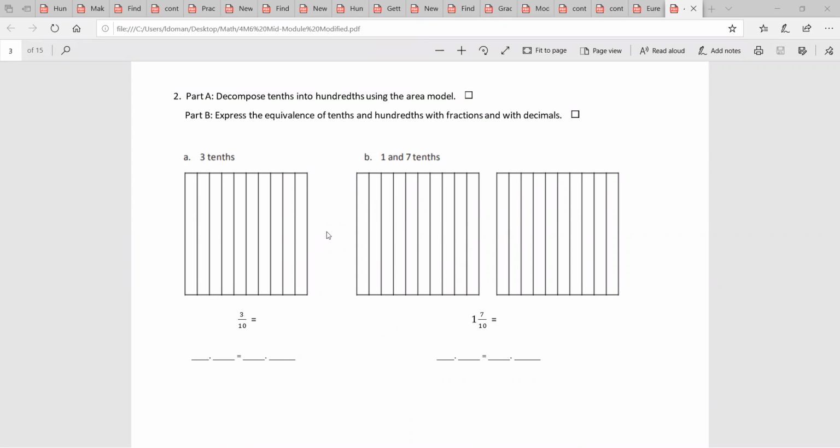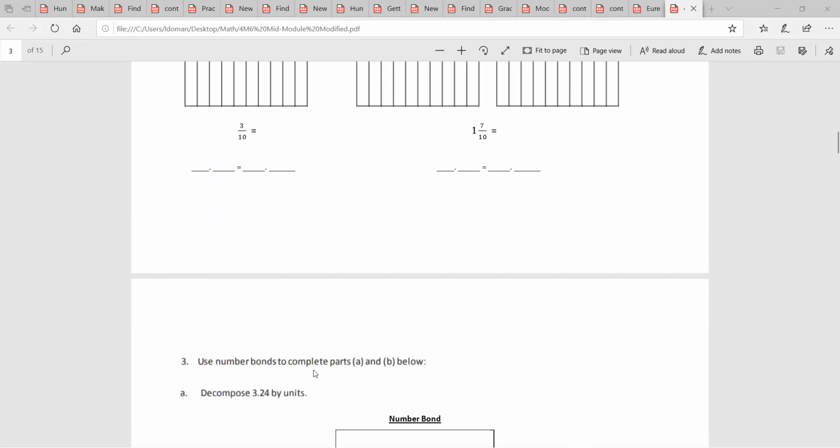Okay, so for part 2, decompose tenths into hundredths using the area model. Express the equivalence of tenths and hundredths with fractions and decimals. So just know that for almost every question, you're going to be putting every number in a fraction, a decimal, in some sort of either shading or on a line plot. Okay, so if you have 3/10, you are going to shade the box or the area model with 3/10. Then you are going to write it as a decimal down here. That's it, okay?